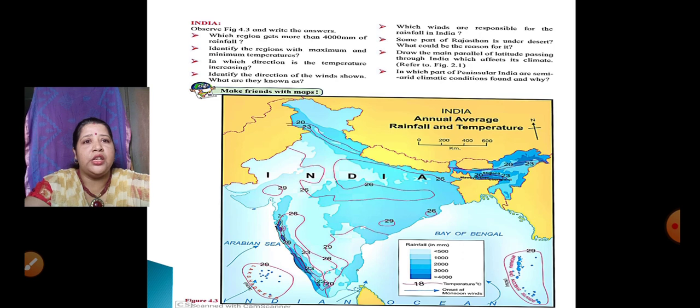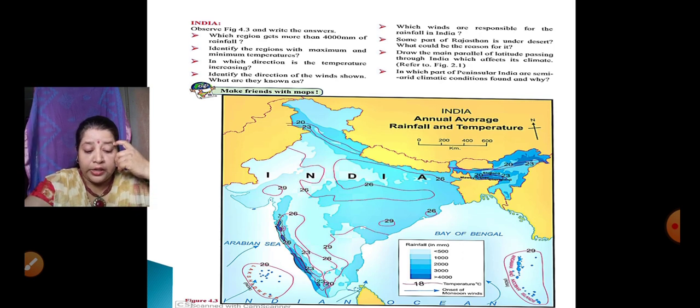In which direction is the temperature increasing? Now, if you see the map properly, the temperature is increasing in the southern direction. As we go towards the south, the temperature goes on increasing.